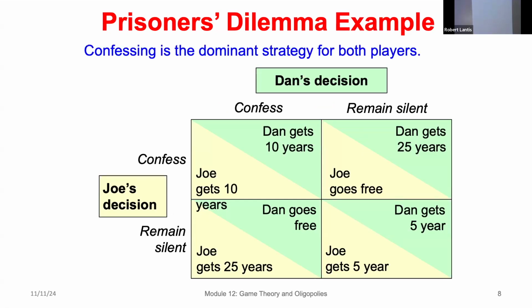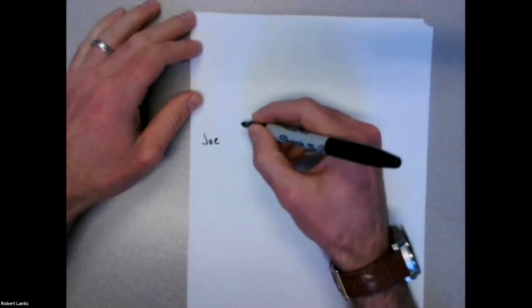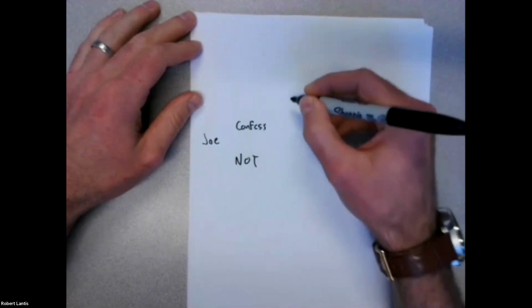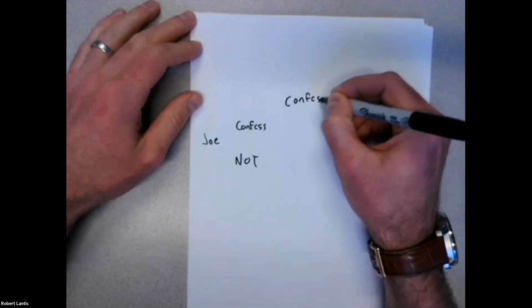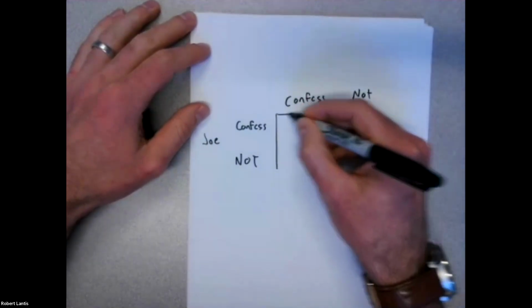So we'll start to go through how we solve this normal form game, right? So I'm going to actually draw this out for us because I think it's easier to see me work through this. So let's say I've got Joe, he can confess or not. We also have Dan, he can confess or not, right?